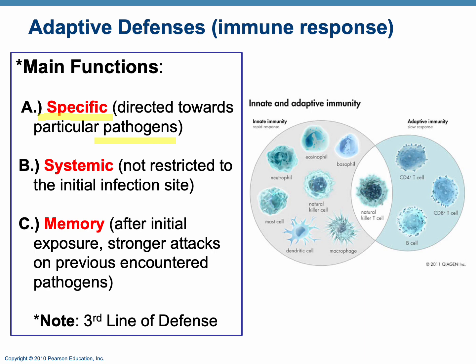Letter B, another important function, the idea that this defense system is systemic. In other words, referring to all throughout the body, not restricted to the initial infection site. And finally, letter C, the idea that there's actually memory. There are memory cells that can be built up after the initial exposure. So the initial exposure, if you can survive that and not die from it, you have ultimately built up memory cells, a buildup of antibodies now.